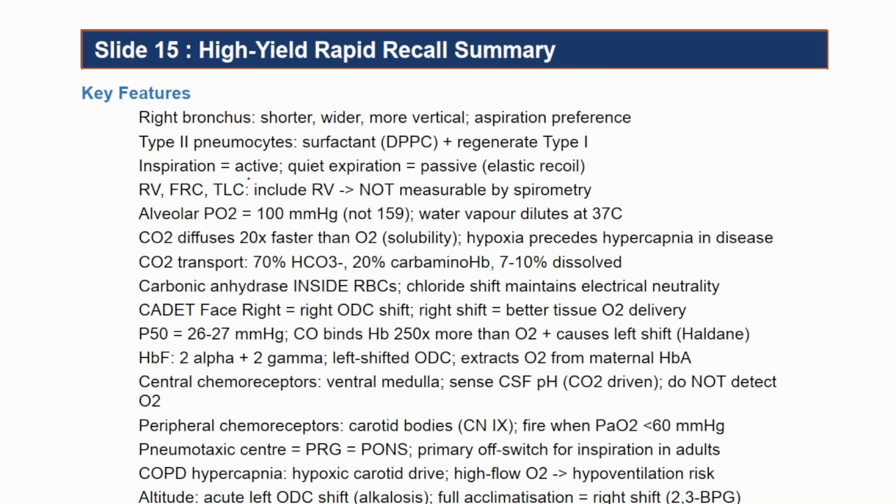If you look at the bifurcation of the trachea, the right primary bronchus is physically shorter, significantly wider, and runs much more vertically compared to the left bronchus. Because of this steep vertical pathway, inhaled foreign bodies or aspirated fluids have a strong anatomical preference to enter and lodge inside the right lung, which is written as aspiration preference. That means the right bronchus is more prone to aspiration risk.